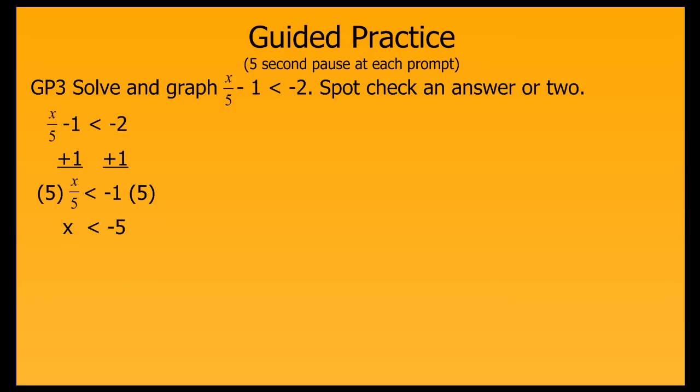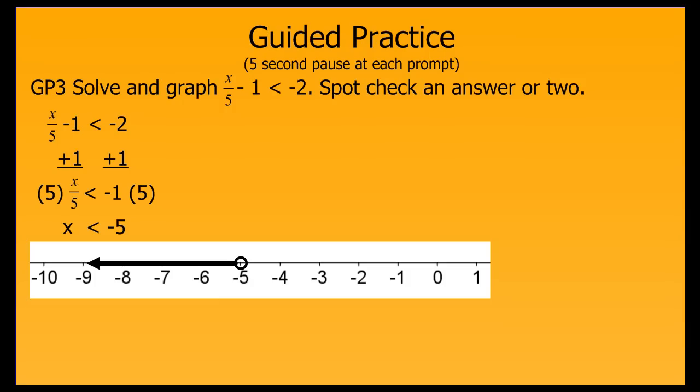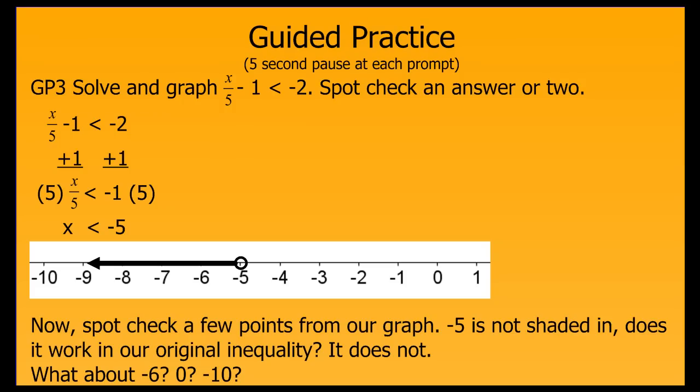Now we graph it. Open circle on -5, then shaded to the left since it's less than. What should we do next? It's always a good idea to spot check a few points from our graph in the original inequality. In this case, I tried -5, which does not work. -6 does. 0 does not. -10 does. It looks like our graph is probably correct.